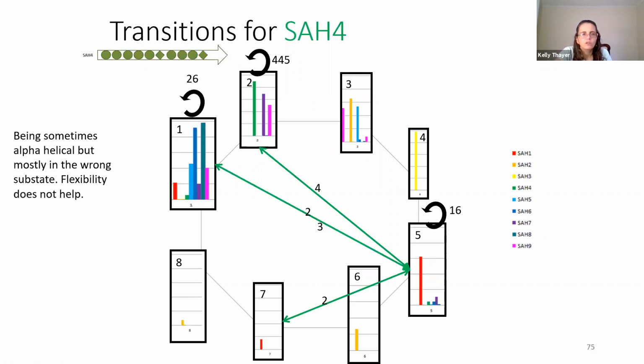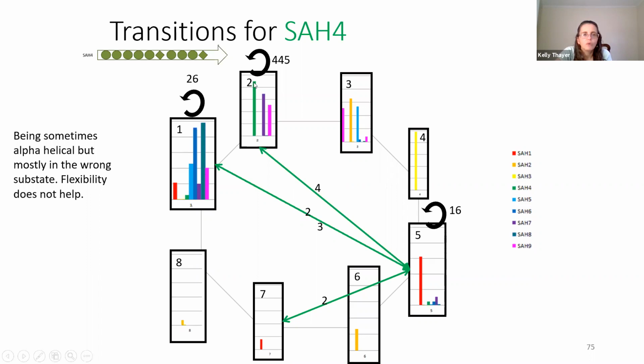Okay, let's consider a different model. In this case, this SAH4 was in the circle conformation some of the time, but also spent a lot of time in another conformation. And so we see the evidence of that as it transitions over into other conformations. Being sometimes alpha helical, but mostly in the wrong substate, this means that flexibility does not help.